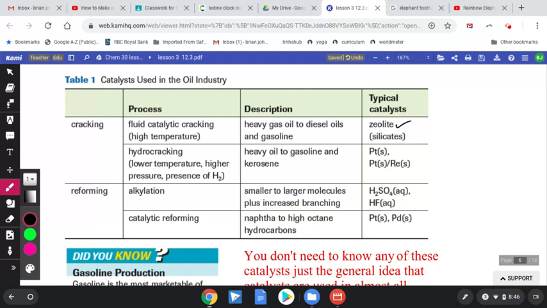Okay, some examples in petrochemical industry of catalysts. So zeolite is an alloy, platinum, rhenium, sulfuric acid, hydrofluoric acid, palladium. So we've got some metals and acids, and these are all used for different industrial processes in the petrochemical industry, and they're all about generating valuable products which are worth a lot of money.